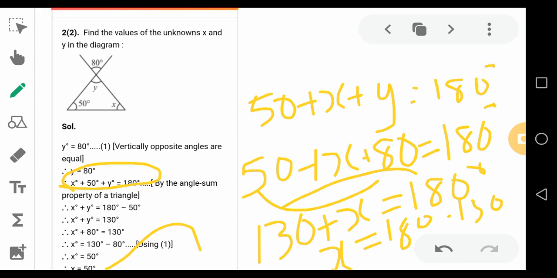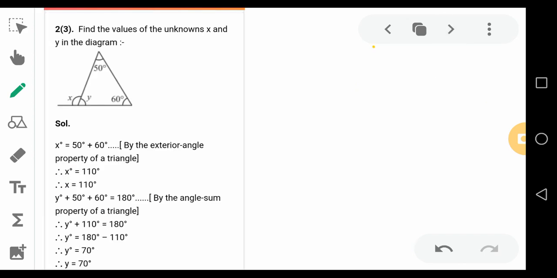Clear? The thing is that two properties we are using. One is vertically opposite angles are equal, and the second one is angle sum property. Clear? Moving on to the third one. Find the values of the unknown x and y in the diagram. So here you can see one exterior angle also, right? So x is an exterior angle, and 50 and 60 are the interior opposite angles.